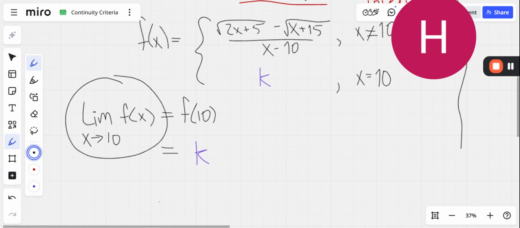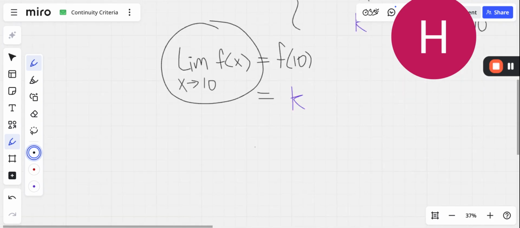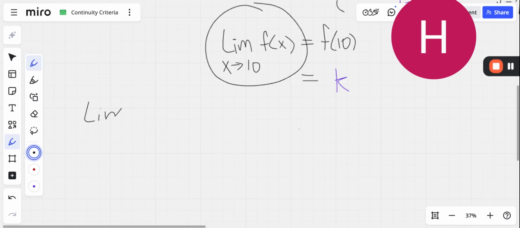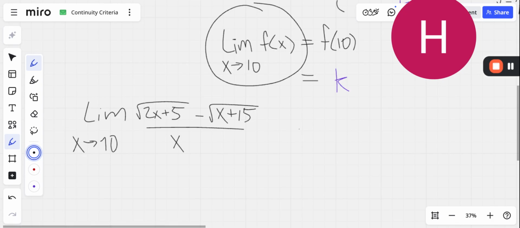So it comes down to being able to solve a limit, and there are many different types of limits. This one in particular is a limit involving a square root. So this is going to be the limit as x goes to 10 of the square root of 2x plus 5 minus the square root of x plus 15, all over x minus 10.